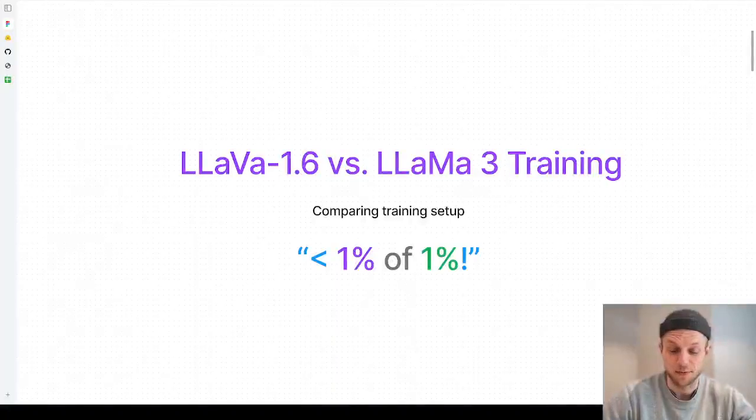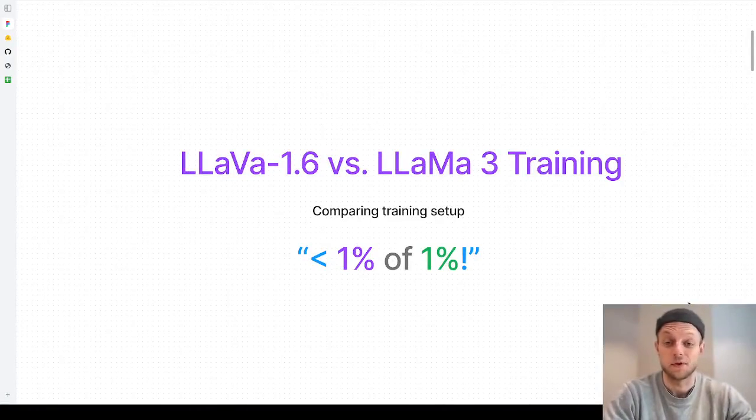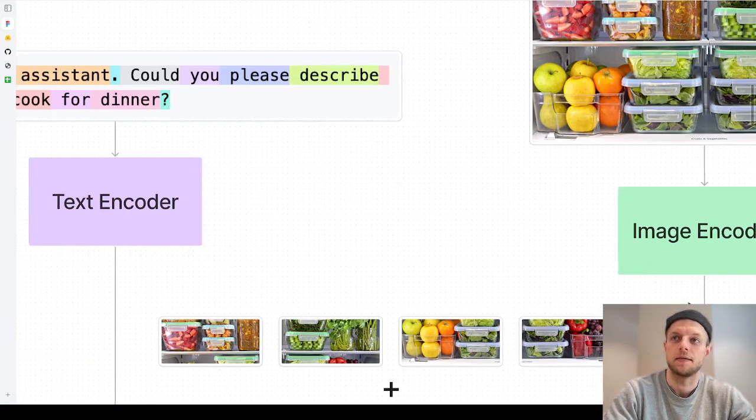LLaMa 3 just dropped, with 15 trillion tokens it was trained on. So I thought it would be a really good opportunity to have a look at how you train visual language models and how we can benefit from all the hard work that Meta did to train LLaMa 3. Okay, so let's get started.